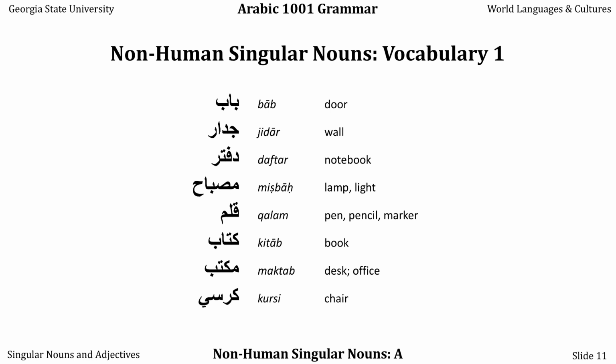So here are the vocabulary words we have learned on one convenient slide for you so you can print it out. A bab is a door. A jidar is a wall. A daftar is a notebook. A misbah is a lamp or any kind of light, really. A qalam is a pen or a pencil or a marker. And here are 2 related words, kitab for book and mektab for desk and office. They share the same 3-letter root, kaf, ta, ba, ktb, so they mean something similar. And lastly, a kursi is a chair.